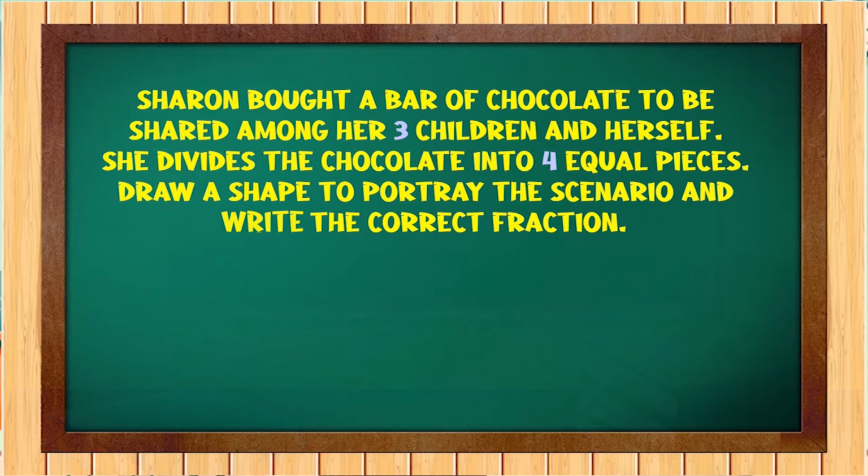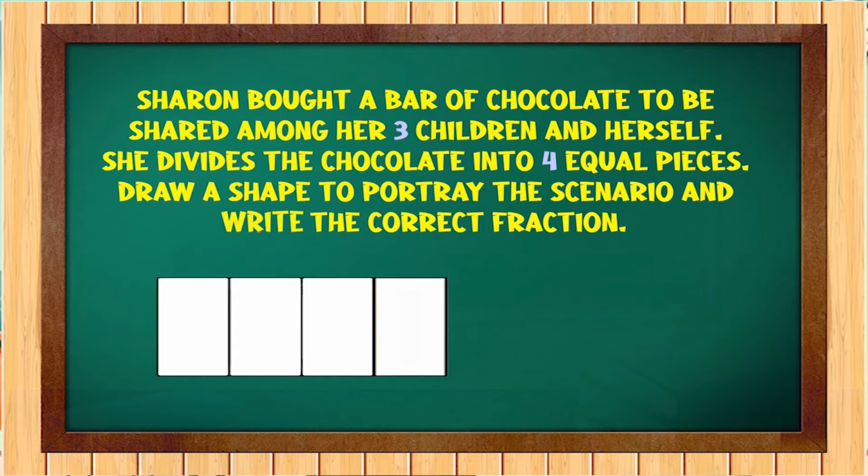So this scenario is quite simple. To represent a bar of chocolate, we drew a rectangle. We divided that rectangle into 4 equal parts. Why? Because the scenario said that she bought the chocolate to be shared amongst herself and her 3 children. So that's 4 persons, right? So we divided our rectangle into 4 equal parts.